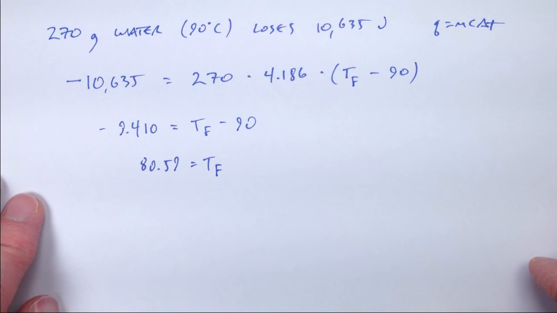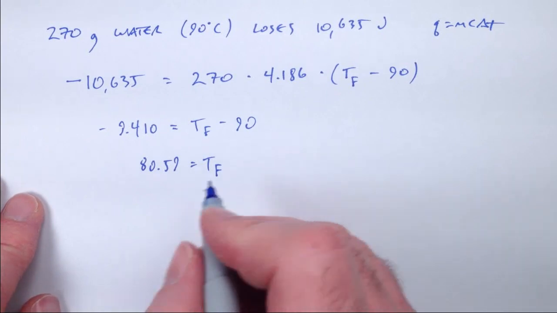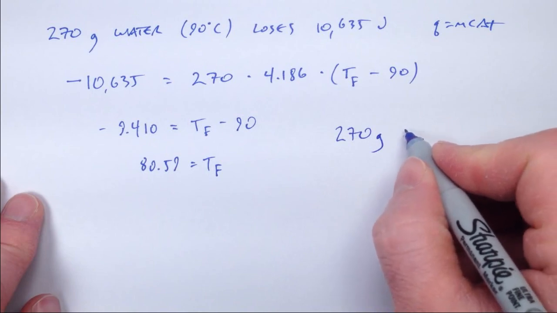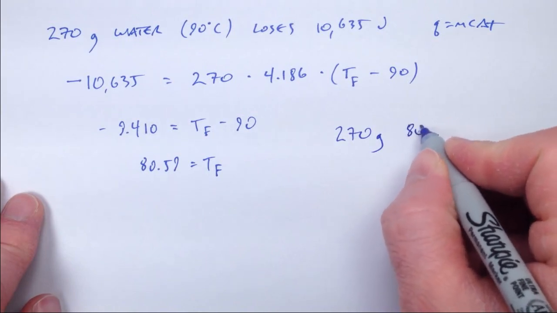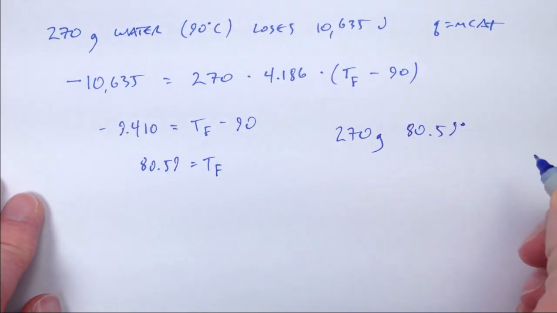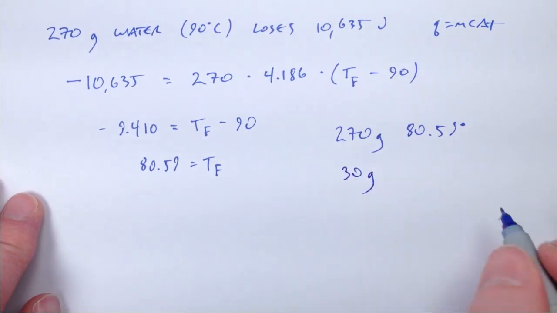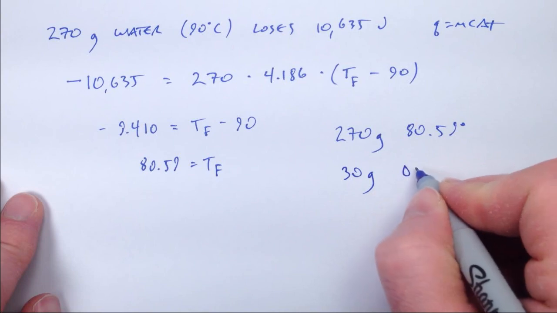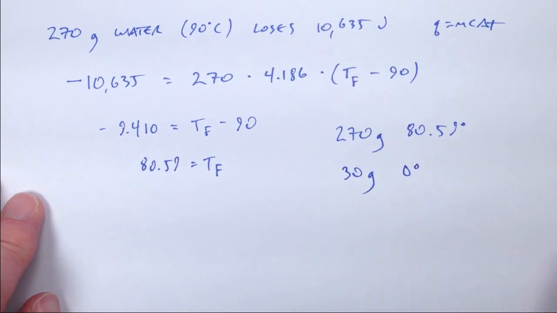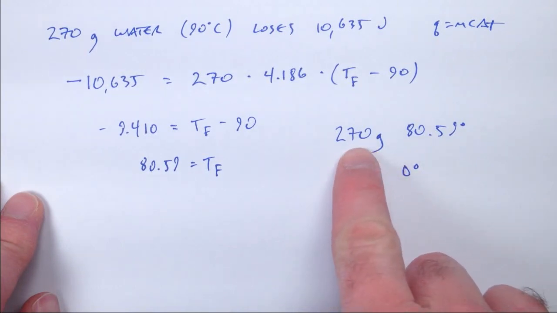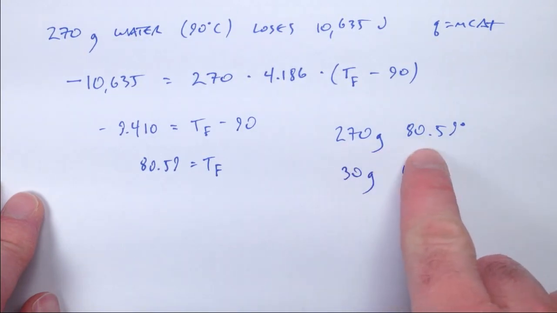So now we're mixing 270 grams of water at 80.59 degrees and 30 grams of water, which is currently at 0 degrees. This is the 30 grams of ice that just melted, and this is the 270 grams of water that just cooled down to 80.59.